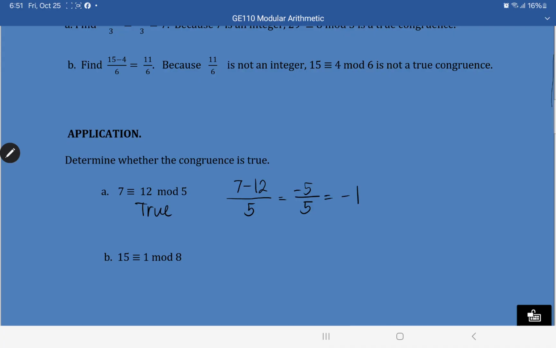For the second number, we have 15 minus 1 divided by 8. So 15 minus 1 is 14 divided by 8, which is not an integer because there would be a remainder when we divide 14 by 8. So therefore, we conclude that this congruence is false.